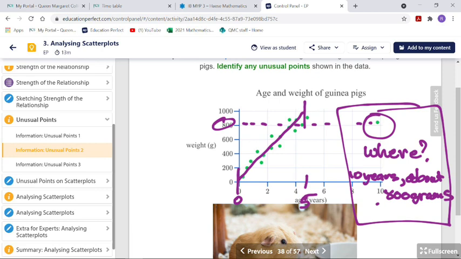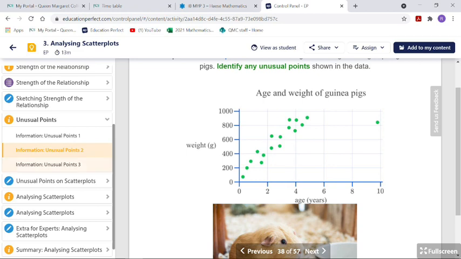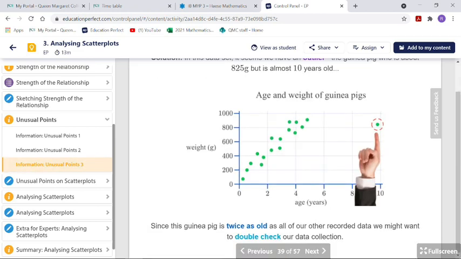All right. So if you do describe something as an unusual point, you need to talk about it. So here's what they've done. There it is. And they said this guinea pig is twice as old as all the others, because the oldest one in the group is 5, and that one's 10. Right? So it's twice as old as the oldest one in the rest of the group. Okay.